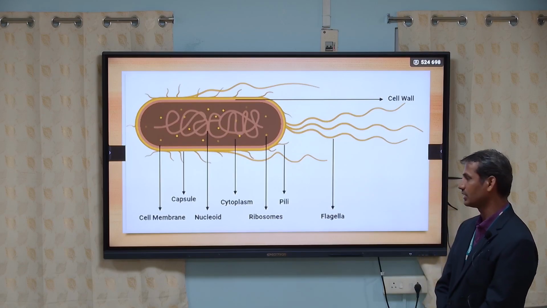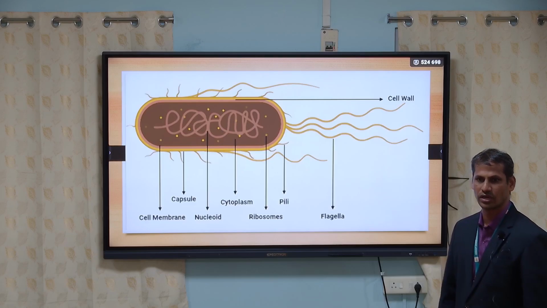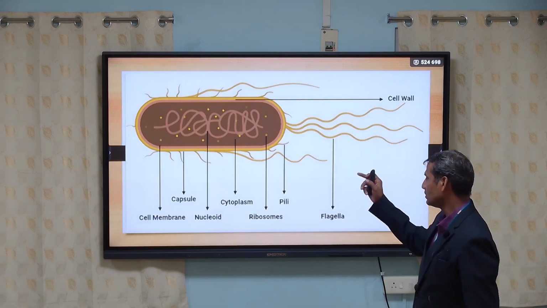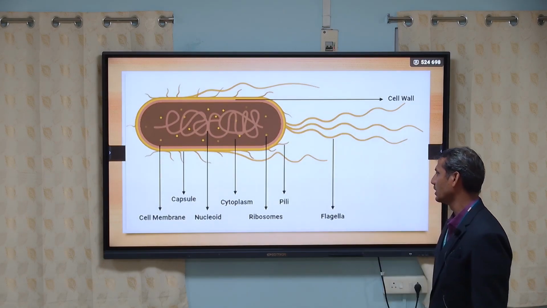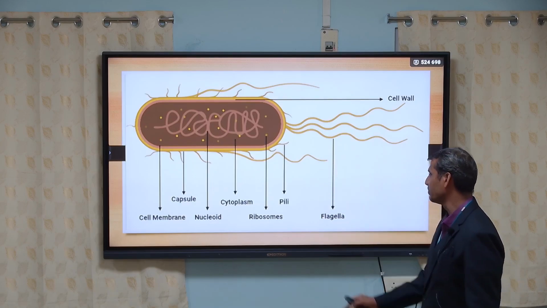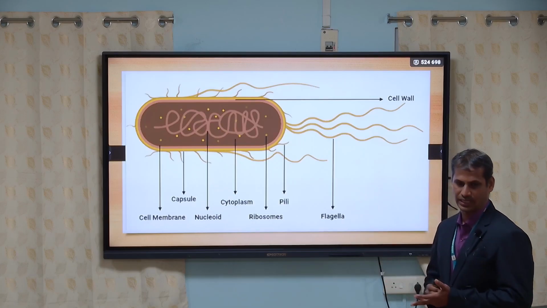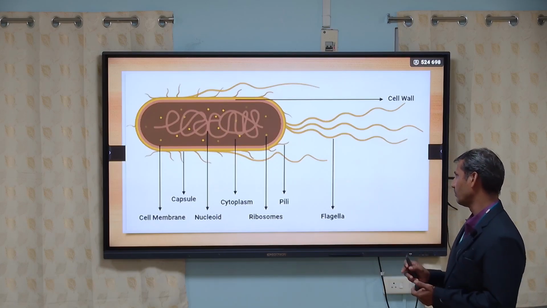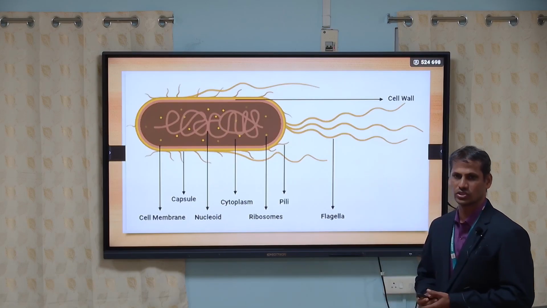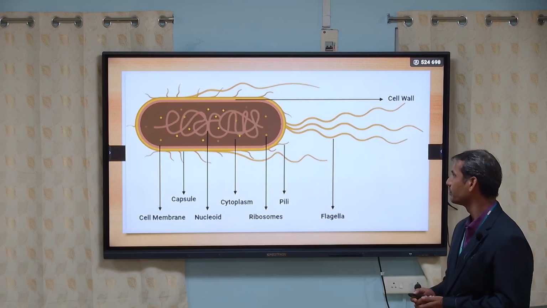The long thread-like structure is called flagella, and the thread-like coiled one is the nucleoid. It is surrounded by an oval-shaped structure, which is the cell envelope, which includes the capsule, cell membrane, and cell wall. The yellow ones are called ribosomes. Okay, so this is the cell structure of this bacterium.